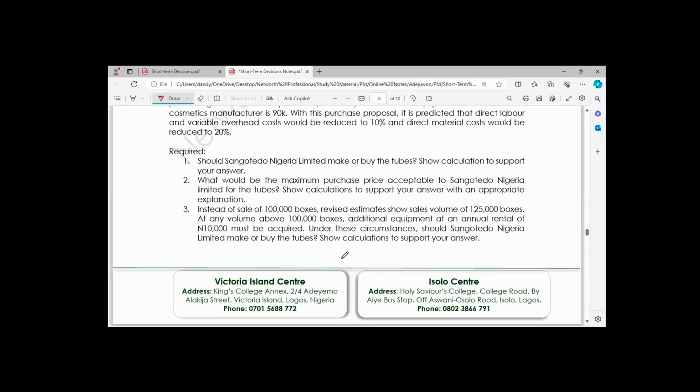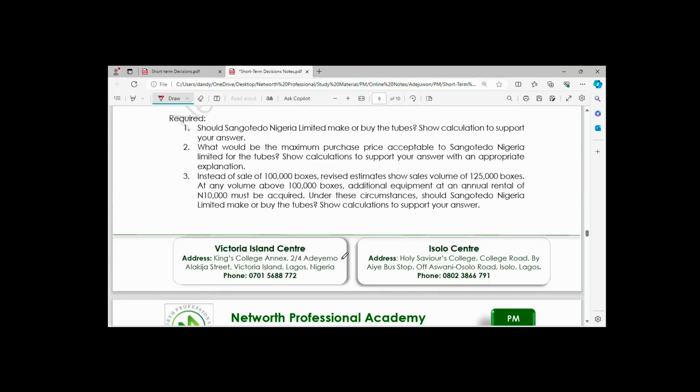Question 3. Instead of sales of 100,000 boxes, revised estimate shows sales of 125,000 boxes. At any volume above 100,000 boxes, additional equipment at an annual rental of 10,000 naira must be acquired. Under these circumstances, should Shangote Edo Nigeria Limited make or buy the tubes? Show calculations to support your answer.